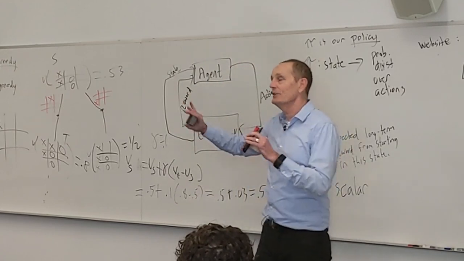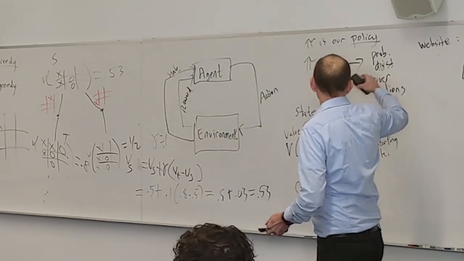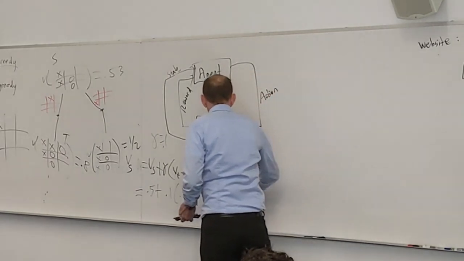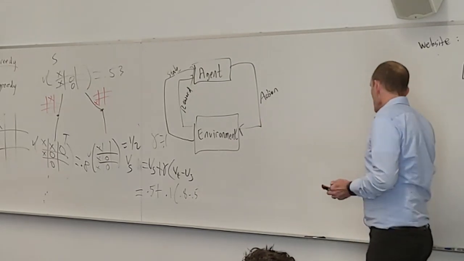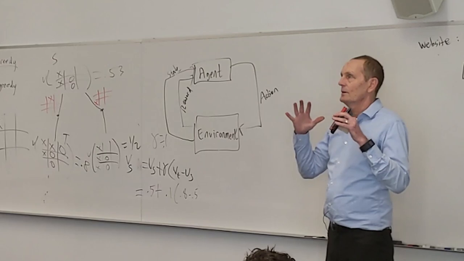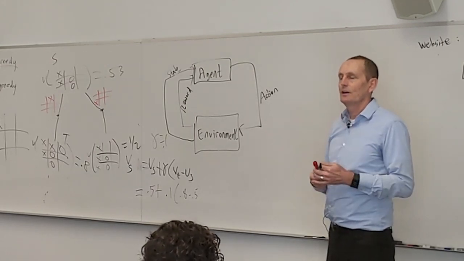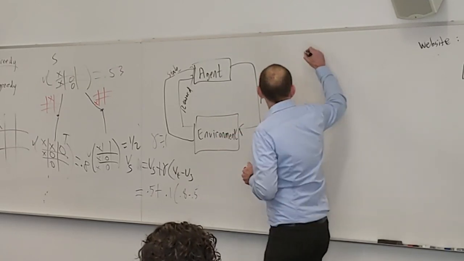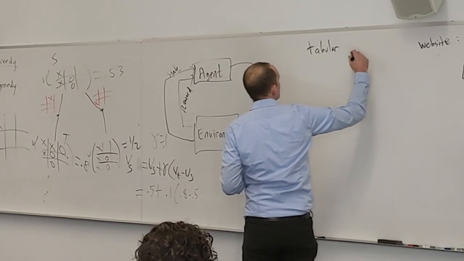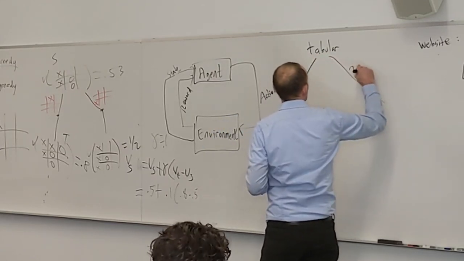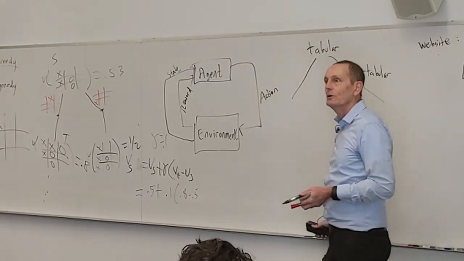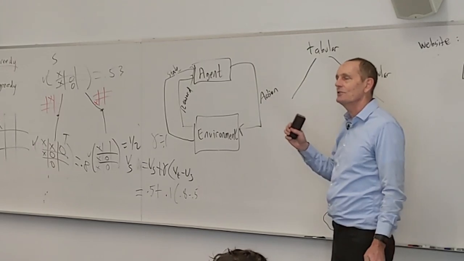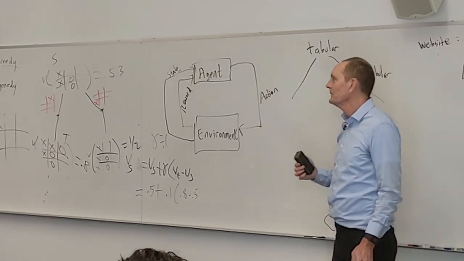Let me see if I can address that indirectly by talking about what the course is. There are a couple of different ways you can separate the types of methods that we're going to be using for learning. One way you can separate things is tabular versus non-tabular. By tabular, I just mean you have a table. So if you were playing tic-tac-toe, it's very easy to imagine you just create a big array of states in your Python program, and you assign values to them, and you work over time and update those values.